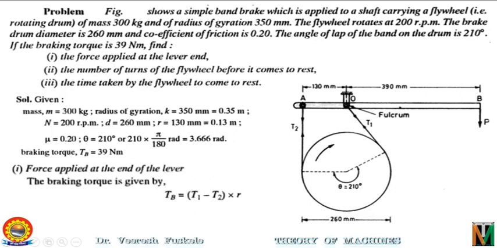Now let's find out the force applied at the lever end. As the braking torque is given by Tb is equal to T1 minus T2 into R, by putting the value of Tb, we have T1 minus T2 as 300 Newton. This is equation number 1.